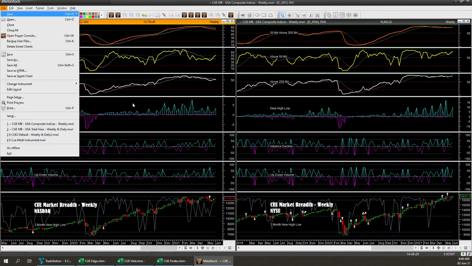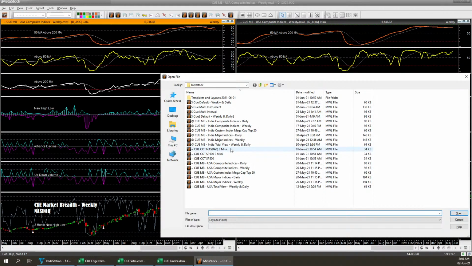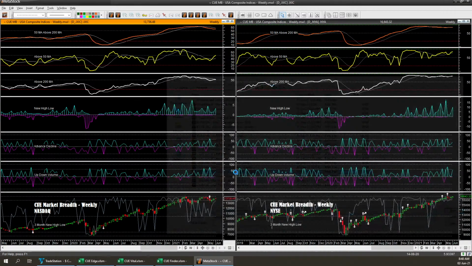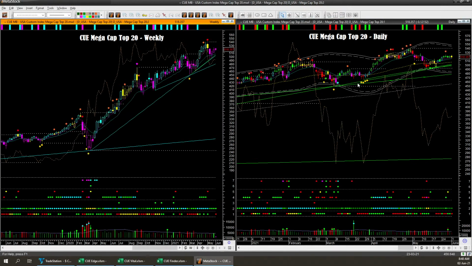That was a look at the market breadth. Let's now look at the mega cap top 20. Mega cap top 20 is also going up, moving sideways for several days. Overall it is in an uptrend but moving sideways for 5 days, some distance away from the recent low.